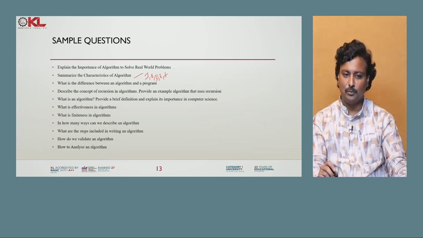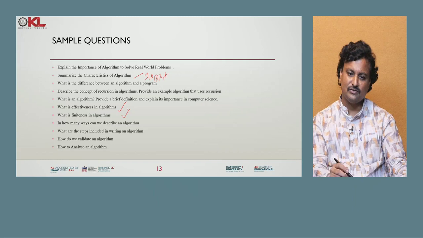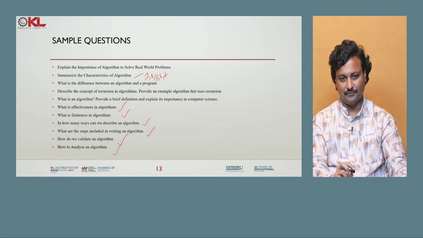Difference between an algorithm and a program, and the concept of recursion in an algorithm. What is an algorithm? The brief definition. Effectiveness of an algorithm, finiteness in an algorithm, how many ways you can describe an algorithm, steps to include in writing an algorithm, how you validate an algorithm, and how you analyze an algorithm.